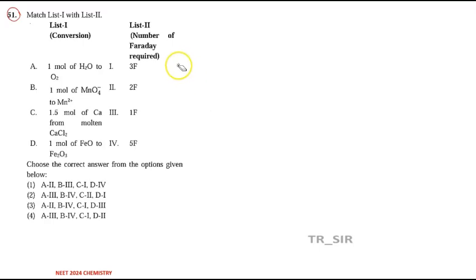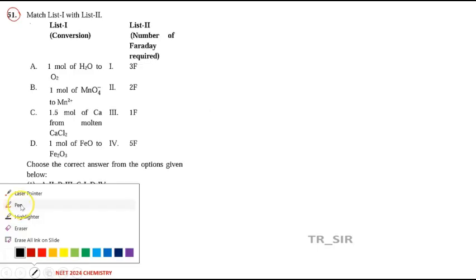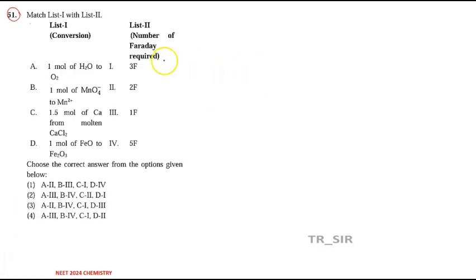Now you can see here, question number 51. The key concept involved here is electrochemistry. In that, Faraday's law of electrolysis will be involved. You can see the chemical reactions.